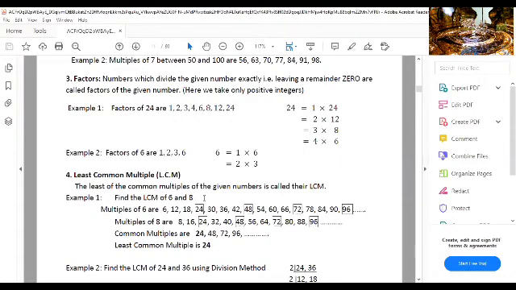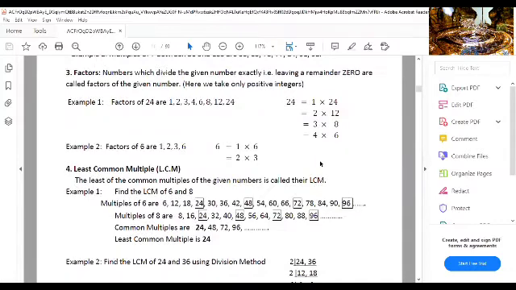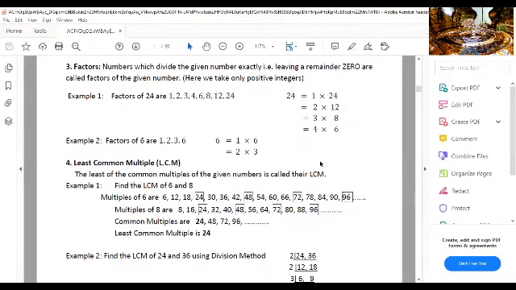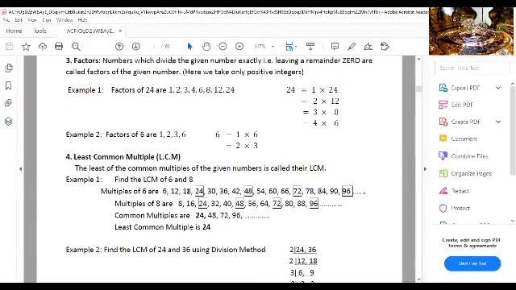By observing an example, you can simply understand the LCM definition. Example 1: find the LCM of 6 and 8. Now what do we do? Write the multiples of 6 and the multiples of 8. In those we take the common multiples of 6 and 8. In that we take the least one, and that is the LCM.